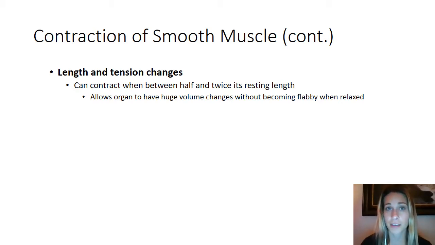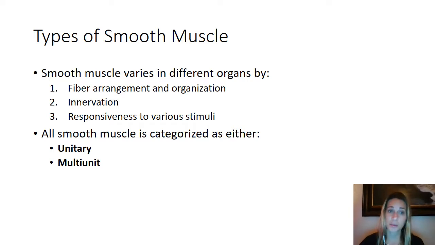Or when you really have to go to the bathroom, for example, after drinking a 32-ounce soda, but the movie isn't over yet, it allows you to hold that volume for a little bit before it returns back to its original shape. Types of smooth muscle? Well, it varies. It varies by things such as the organ, as well as how the fibers are arranged together, how they're organized. Some are innervated and some do not rely on inputs from the nervous system at all.